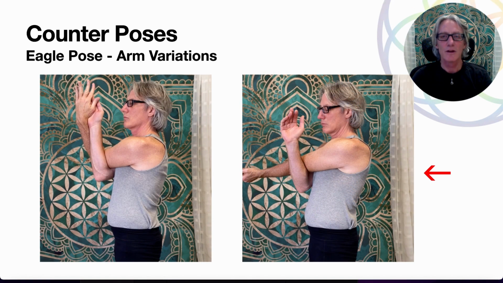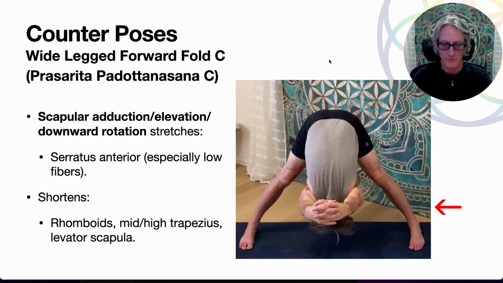So here's a picture of a couple different variations with the arms. Here's the more traditional way, which requires a lot of protraction of the scapula. And here's a modification where you don't touch the hands together, but you're still getting the shoulder into protraction. And here's another counter pose after doing the eagle pose.